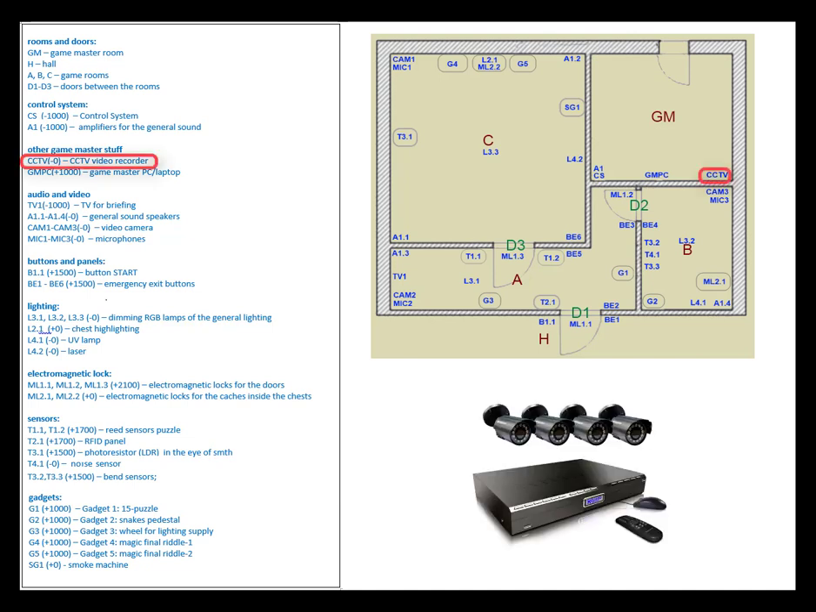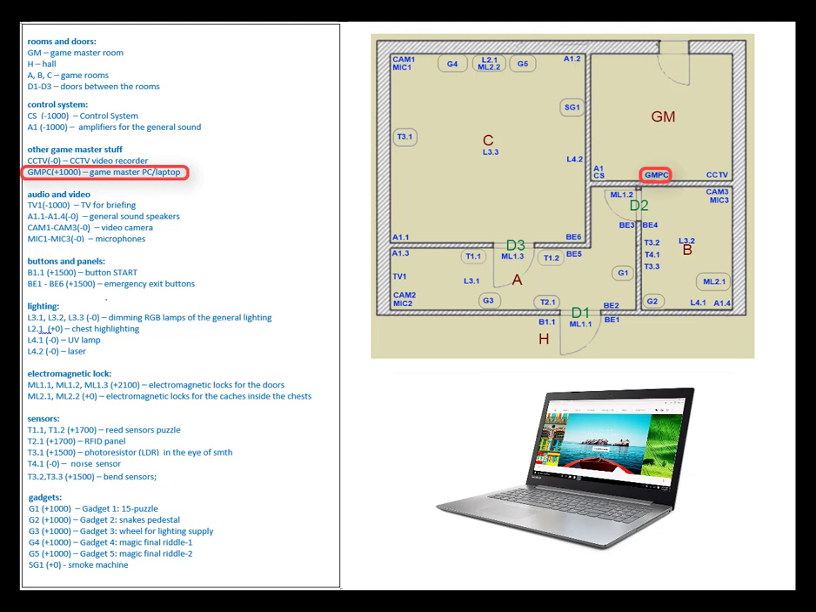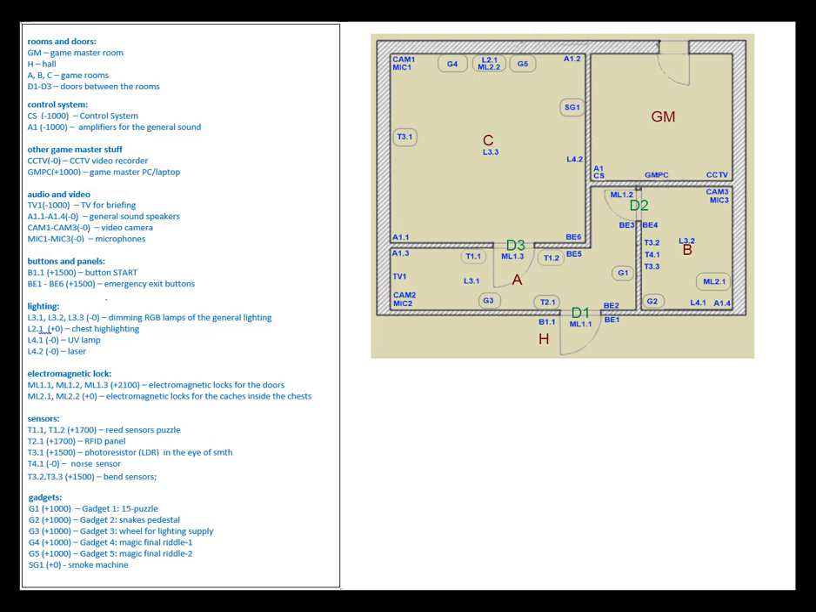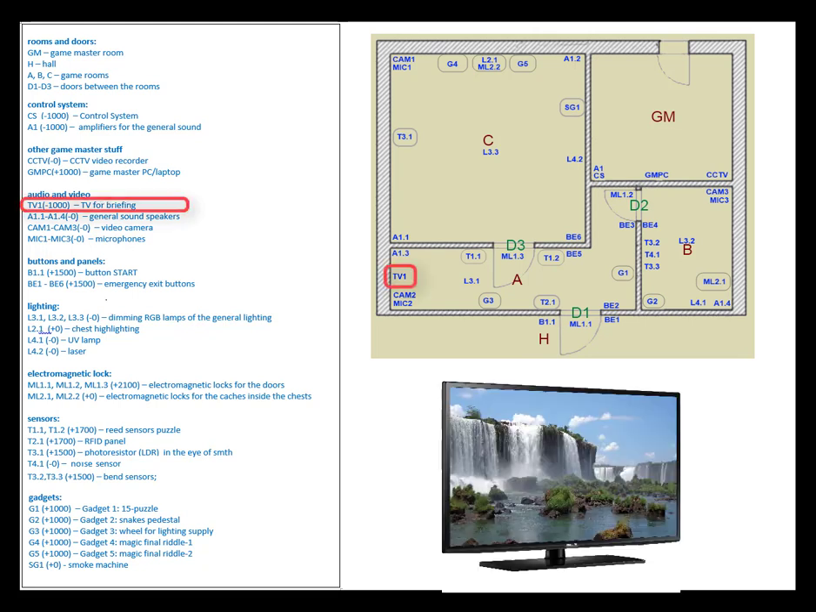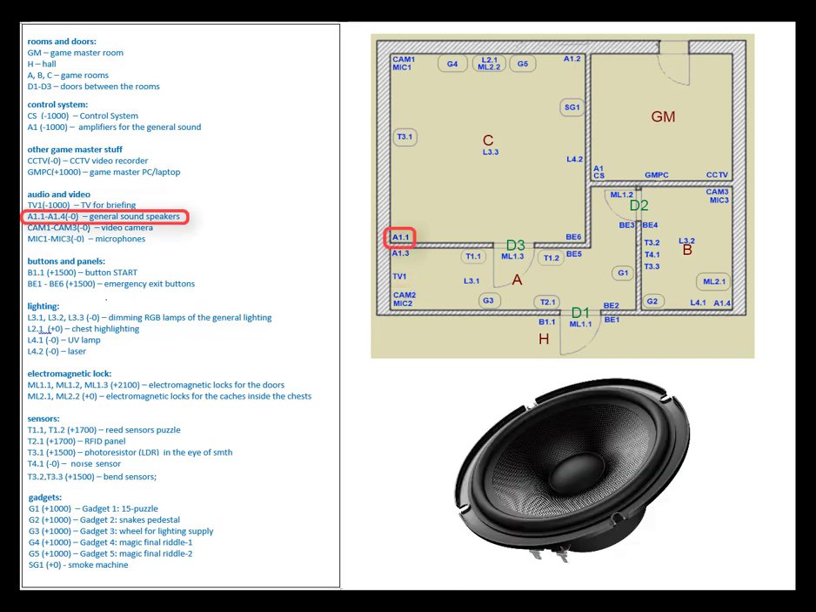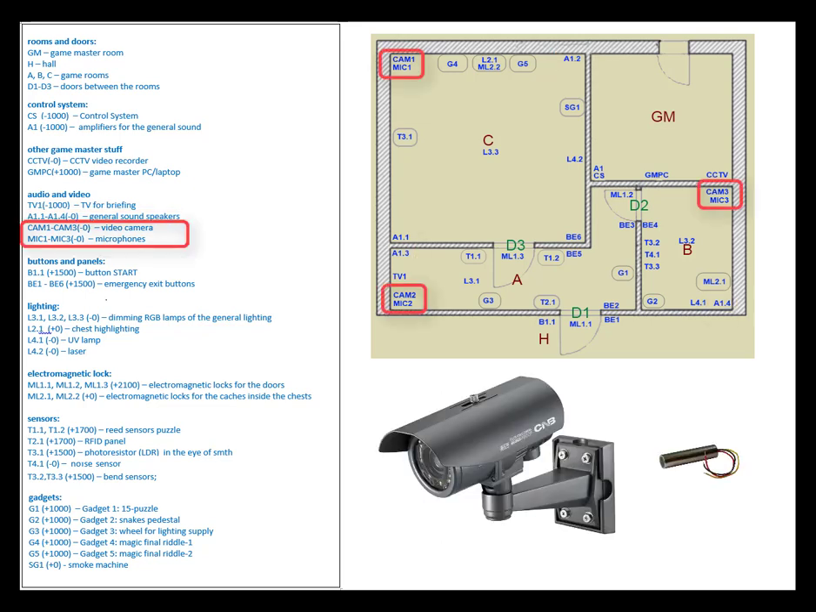Place the CCTV video recorder in the Game Master room as well. The Game Master PC or laptop is used as the main control panel. Let's place audio and video devices. The TV will be used for the briefing video and for giving the clues. Place sound speakers in the different rooms' corners. Place cameras and microphones to provide maximum game area view and hearing.